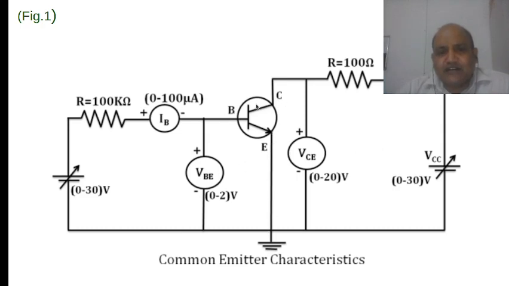The common emitter terminal is basically used in amplifiers because HFE, or beta, is large. It is the ratio of IC and IB. IB is in the range of 0 to 100 microampere, as you can see from here, and IC is from 0 to 100 milliampere. Because of this, the configuration is widely used for amplifier purposes.